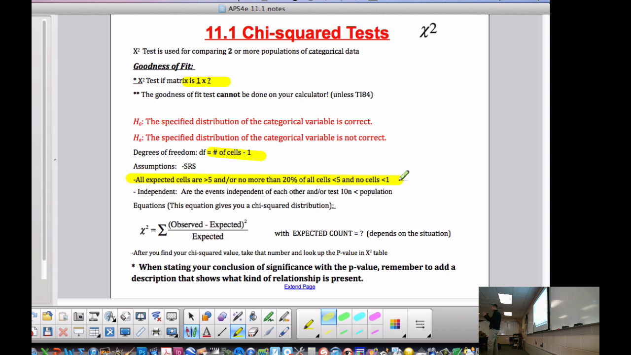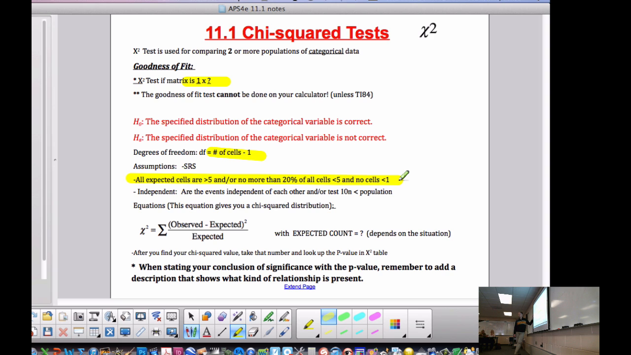This part right here, where it says expected count is equal to row total times column total, because we don't have rows and columns, we only have 1 row, so you can cross that part out. Expected count is going to depend, and I'll show you that in just a minute. After you find your chi-squared value, take that number and look it up in the chi-squared table.